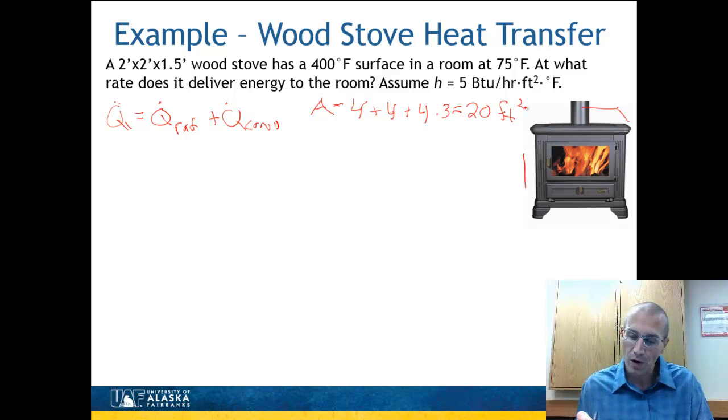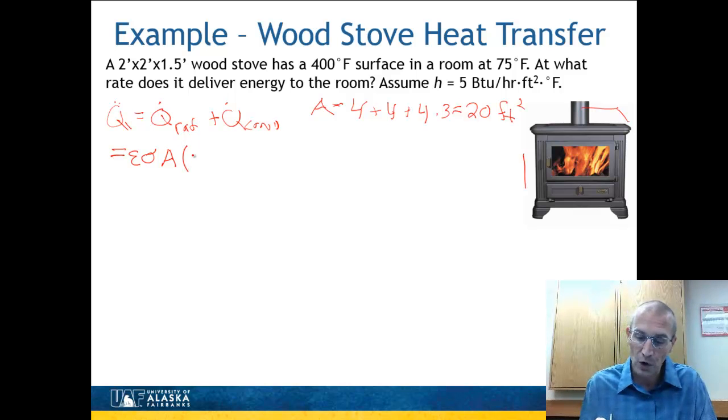So now let's go ahead and write our equations here for radiation. We have the emissivity, Stefan-Boltzmann's constant, cross-sectional area, the temperature of the stove to the fourth minus T of the room. I'll just call that T sub R to the fourth.